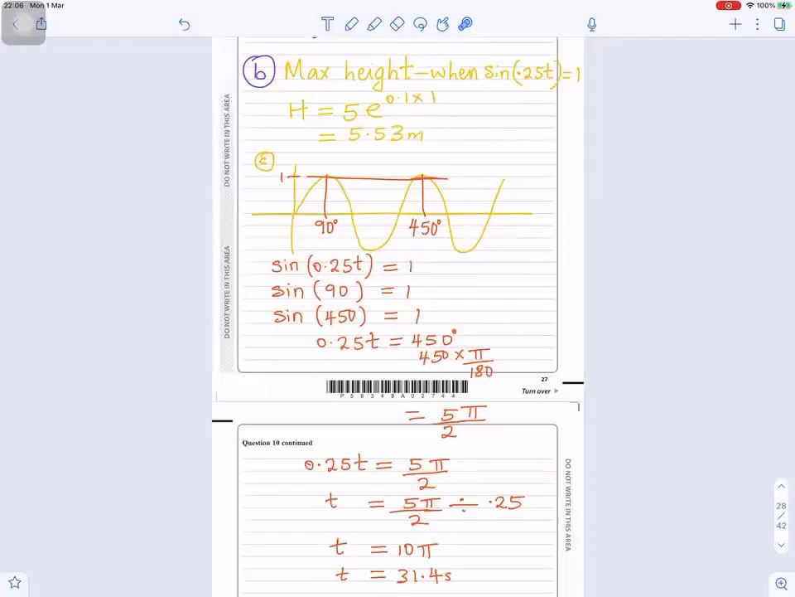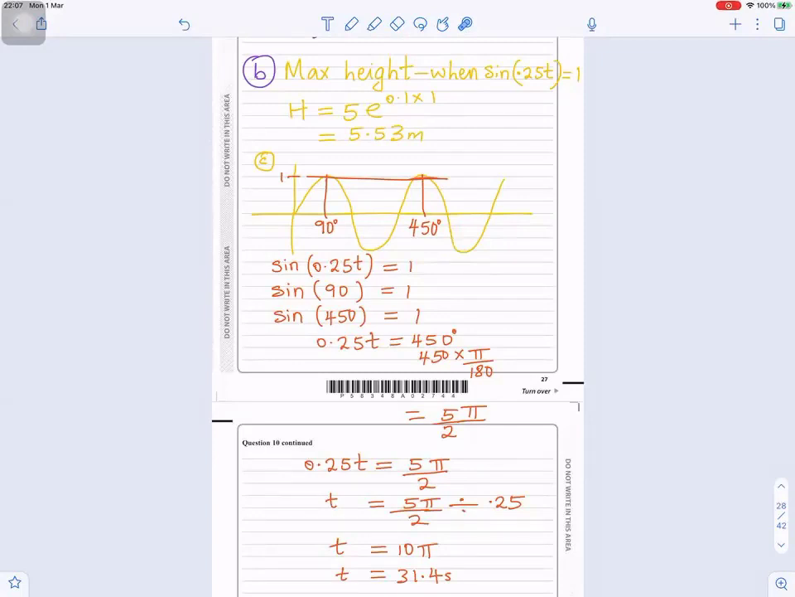For part B, maximum height is when the sine of 0.25t is equal to 1. So when the power is 1, it's e to the 0.1 times 1. Replace that with 1. So put that in your calculator, you get 5.53 meters. And for C, we sketch a sine graph. Sine of 0.25t equals 1.